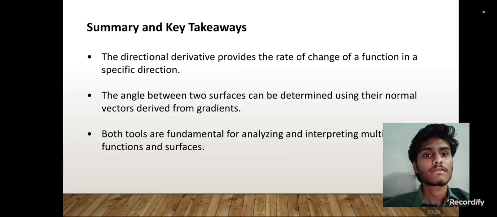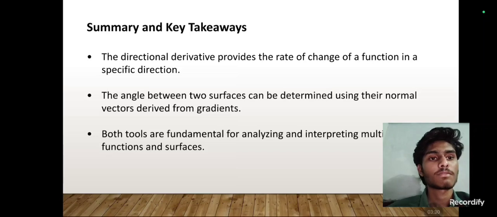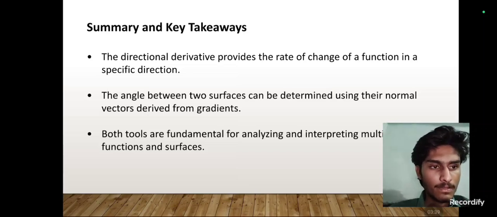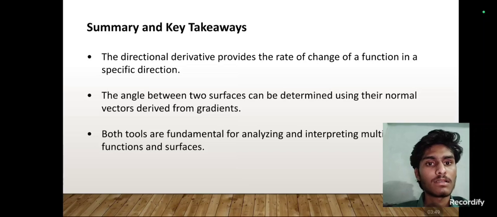Summary and key takeaways. The directional derivative provides the rate of change of a function in a specific direction. The angle between two surfaces can be determined using their normal vectors derived from gradients. Both tools are fundamental for analyzing and interpreting multivariable functions and surfaces.